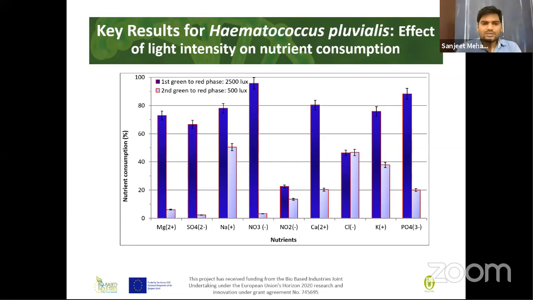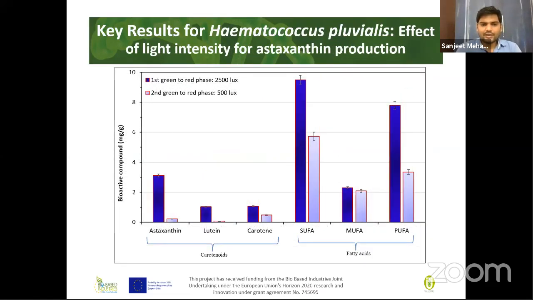And these results were also evident with the extraction yield of the compound, and we found that the bioactive compound concentration, that was astaxanthin, lutein and beta carotene, was higher with the high stress conditions, that is the dark blue, while also the fatty acid content was higher with the higher stress conditions. While in the less stress condition, the productivity of these bioactive compounds was very low as compared to the high stress conditions.